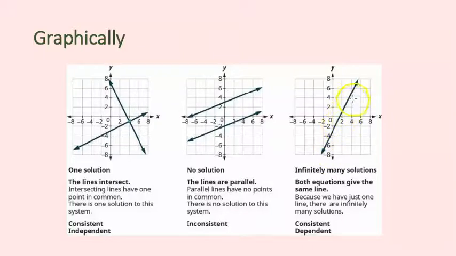Every single point on the line represents a point on the other line as well. Because there is at least one solution, there are infinitely many, but because there's at least one, we would say that this is a consistent system. And because the two lines have the same solution sets, they are in fact the same line, the system is dependent. So when we're graphing, we're looking for these three cases.